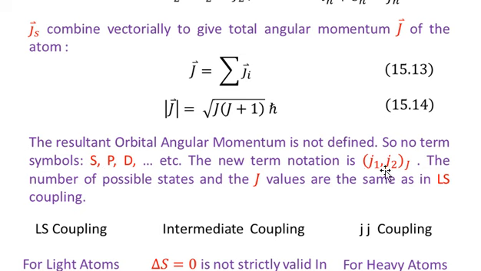The new term notation will be (j1, j2), and outside the parentheses we shall specify as a subscript the total value of J obtained by combining j1 and j2 for the individual electrons. So we shall write these states for the individual electrons. The number of possible states for capital J values is the same as in LS coupling. So the value of J will be the same in number, and the number of terms will not change between LS and JJ coupling. The same number of terms will appear.